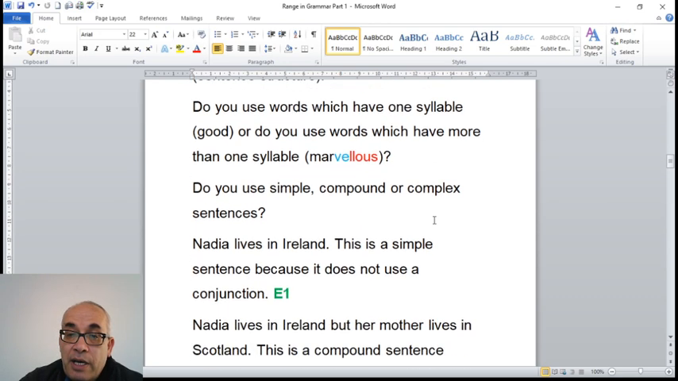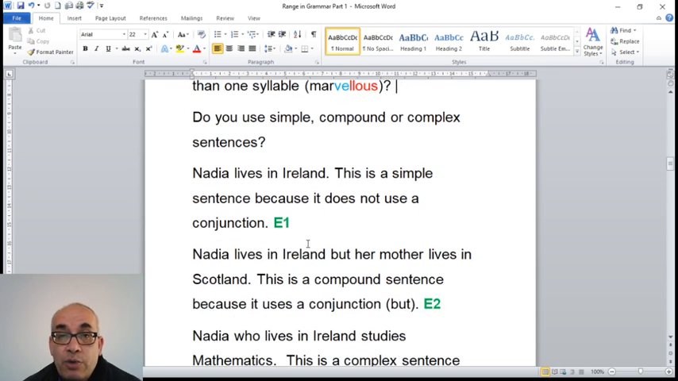So, again, range. Do you use simple, compound, or complex sentences? Nadia lives in Ireland. Now, this is a simple sentence because it doesn't use a conjunction. So, entry 1 students will write this sentence.